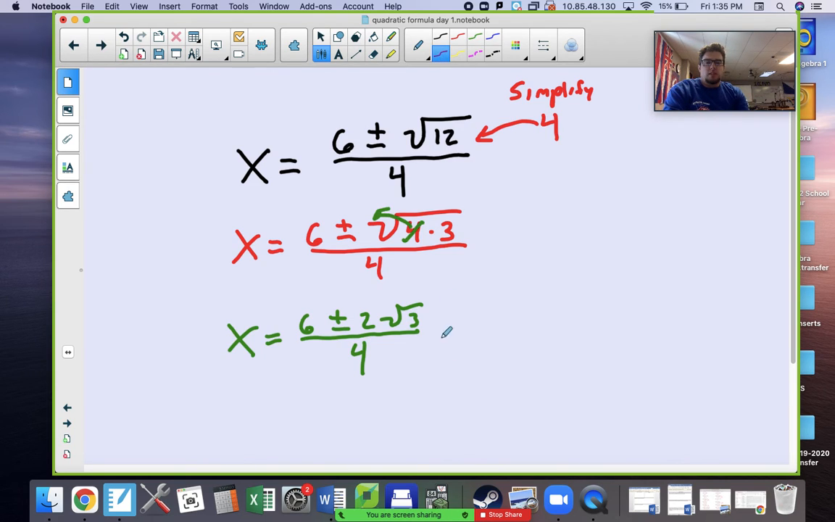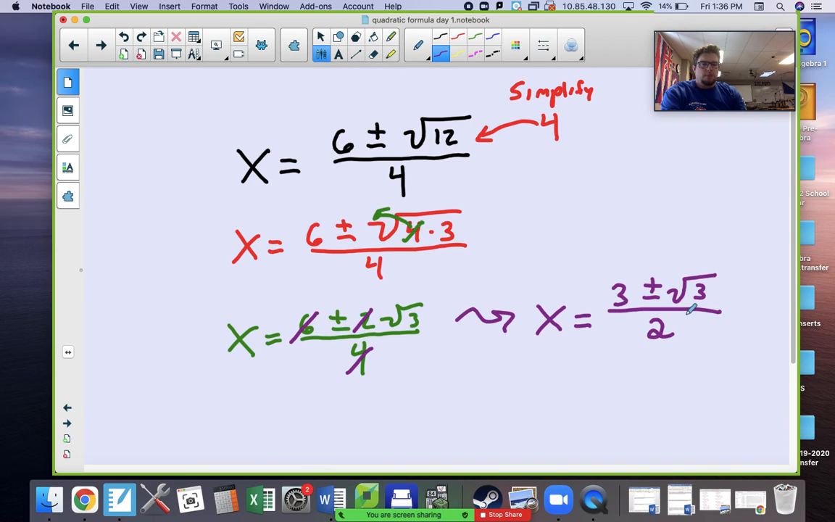We're good. We're done. Unfortunately, we're not quite as simple as we could be. This 6, this 2, this 4 right there, they're all divisible by 2. So we are going to divide each one of these numbers by 2 to bring us to our simplest answer of 3 plus or minus the square root of 3 all over 2.